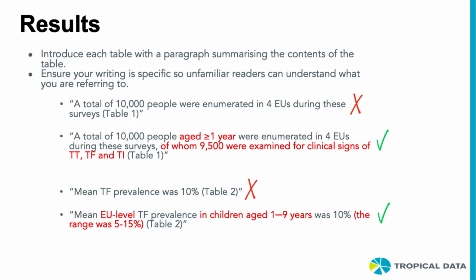Another example might be this, where instead of writing, "Mean TF prevalence was 10%, Table 2," you could write the following, making it clear you are linking prevalence to the EU level, rather than the region or cluster level, and displaying the range of data you have. "Mean EU-level TF prevalence in children aged 1 to 9 years was 10%. The range was 5% to 15%, Table 2."